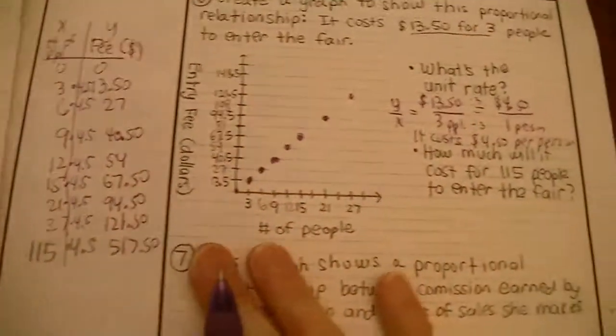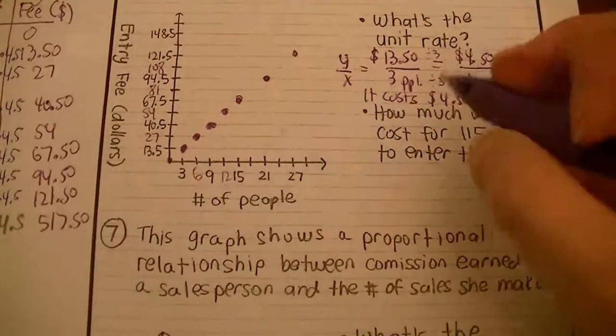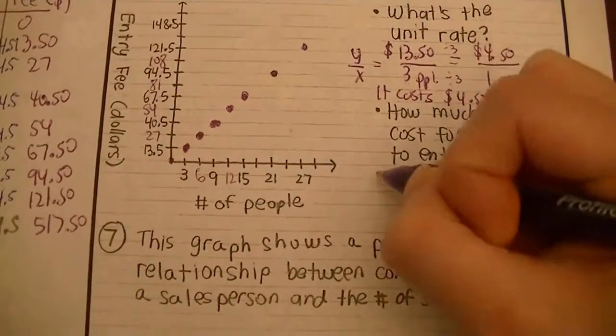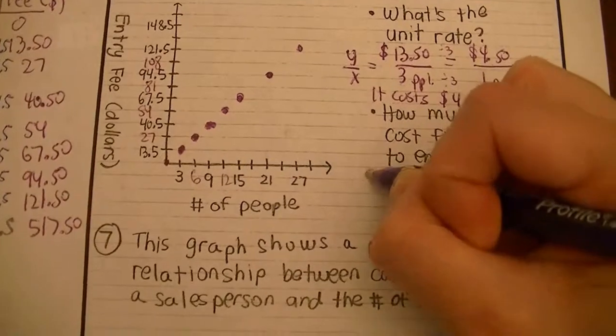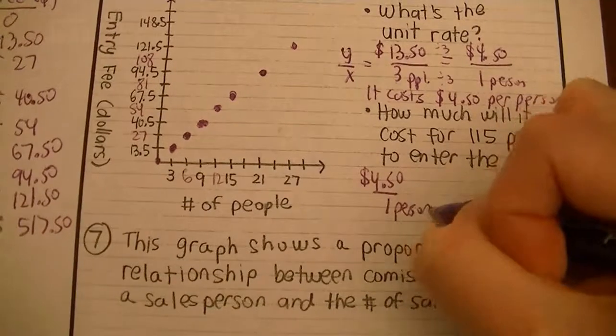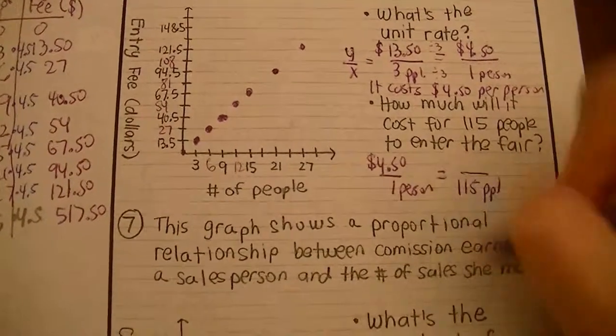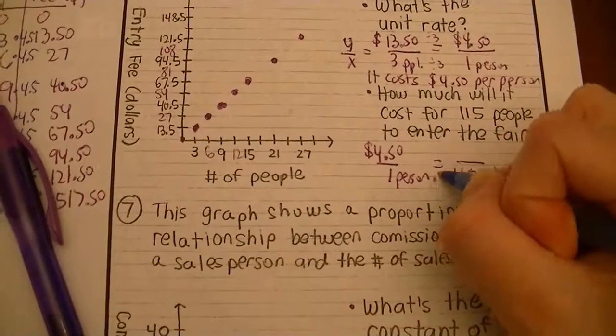$517.50. Okay. Another way you can do that besides using the table is by using that unit rate. It's $4.50 for one person. So if you're looking for 115 people, we would have to multiply by 115.